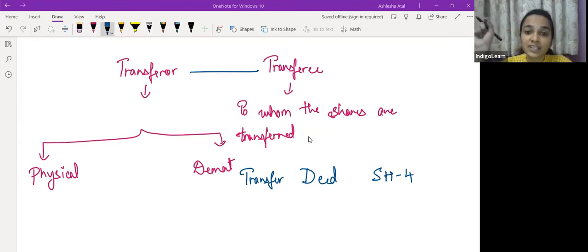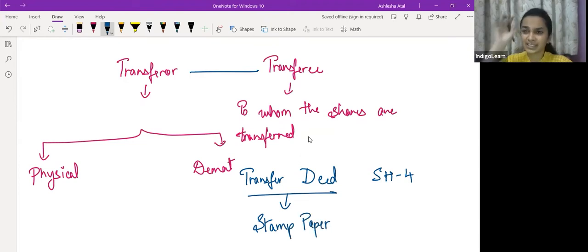Now the transfer deed will not be made on a normal document; it will be made on stamp paper. If you do not use stamp paper, for example you take a white plain page and on that plain page you write all the details about the transfer, who is the transferor, who is the transferee, and the number of shares being transferred, now that document will have no relevance. Whenever you are making a transfer deed, it has to be on a stamp paper. And whenever you make anything on stamp paper, you will have to pay stamp duty.